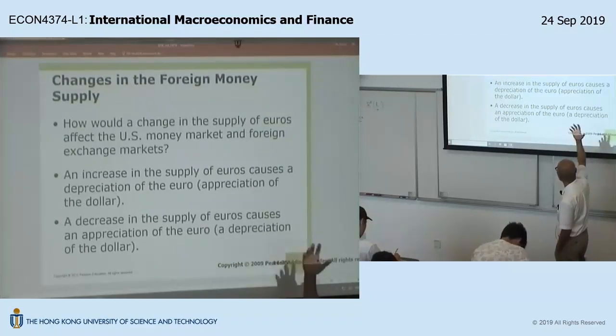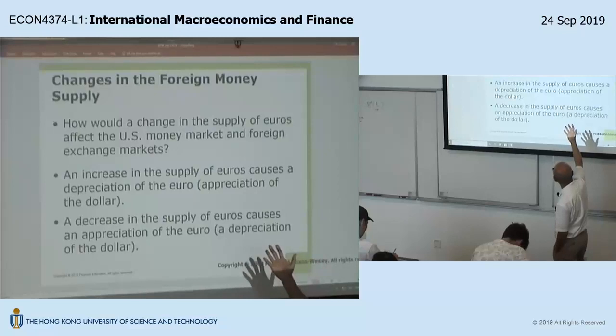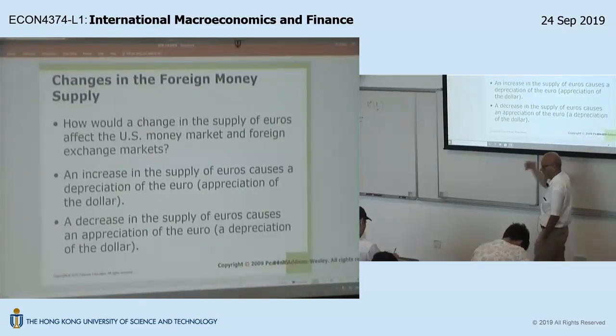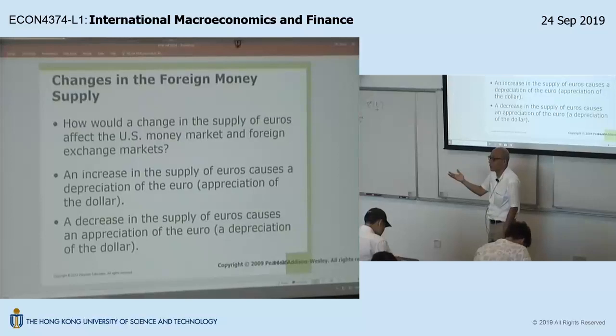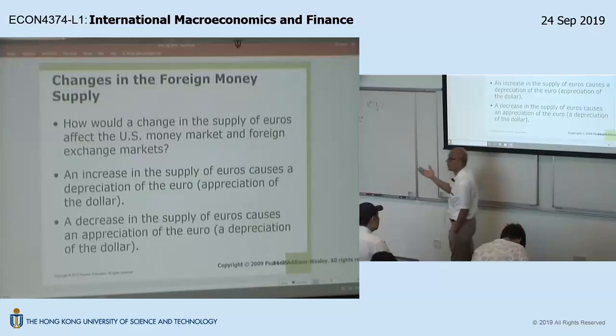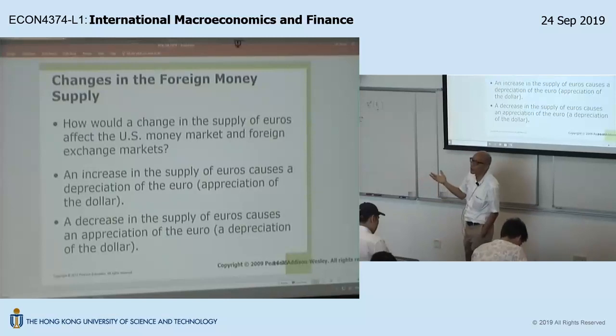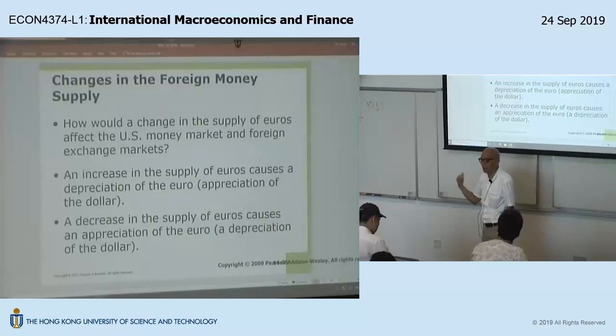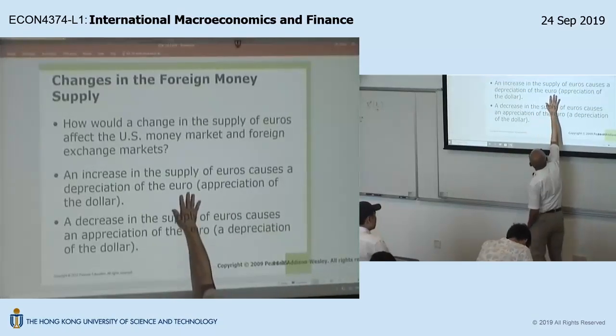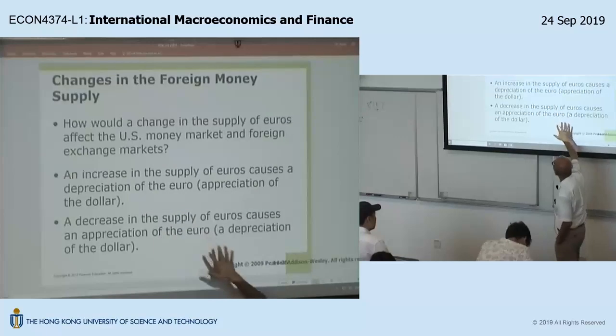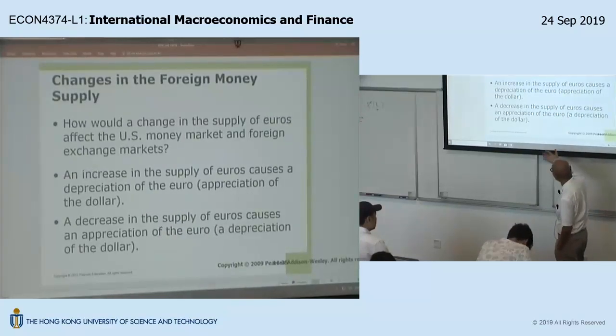Because of a similar argument as before, an increase in the supply of euro will reduce the euro interest rate, and it leads to a lower return to euro deposits compared with the return to dollar deposits. So people will sell euro, buy dollar. The euro will depreciate, the dollar will appreciate in this case. A decrease in the money supply of euro is just the opposite. It will increase the euro interest rate, appreciation of the euro, depreciation of the dollar.